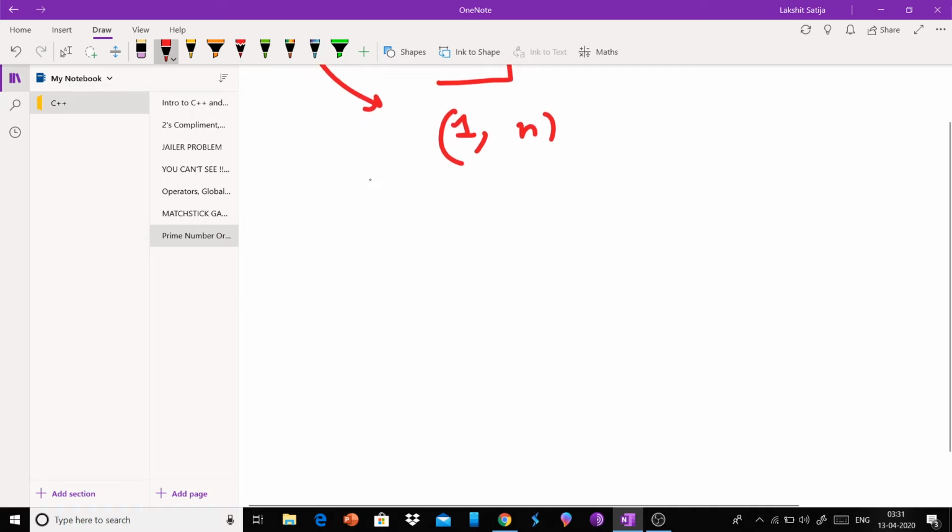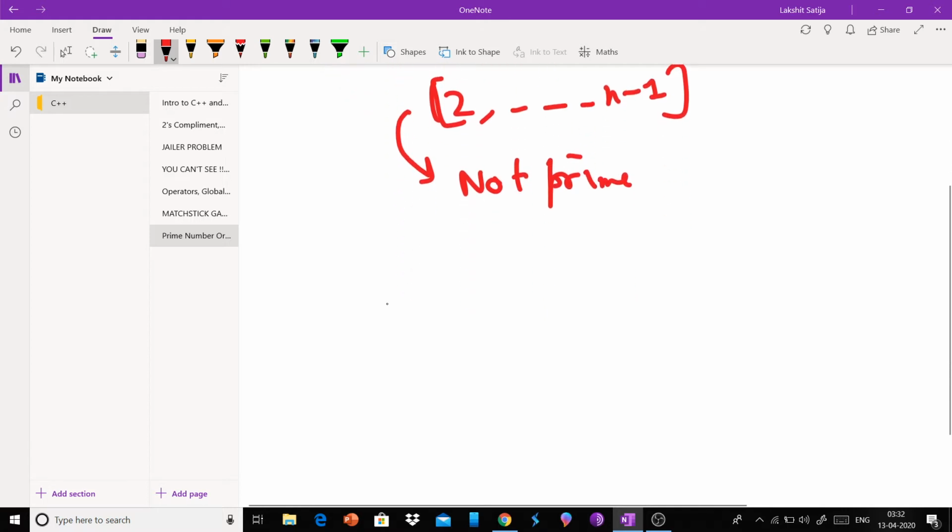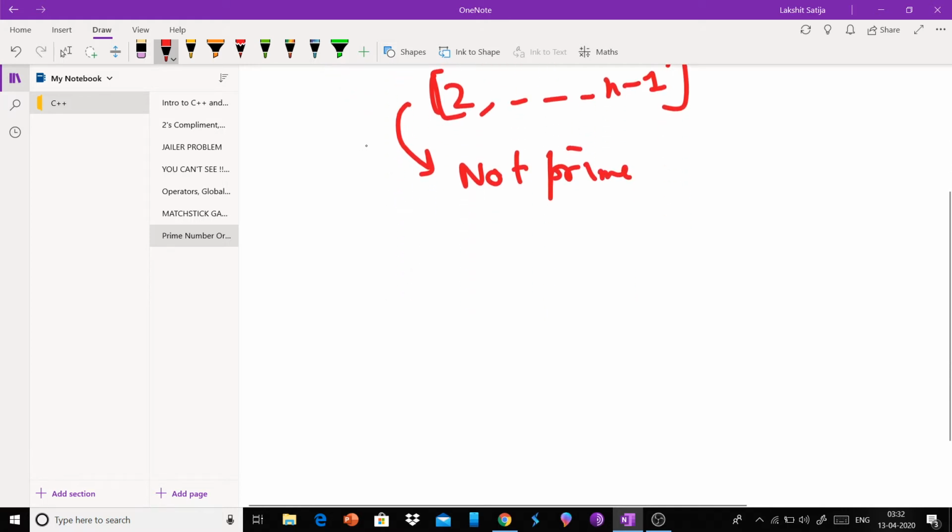So, what we have to do in this is check whether the number is divisible by any of the numbers lying between 2 to n minus 1, right? And if the number is divisible by any of these numbers, then the number is not prime, right? And if it is not divisible by any of these numbers, then the number is prime, right?